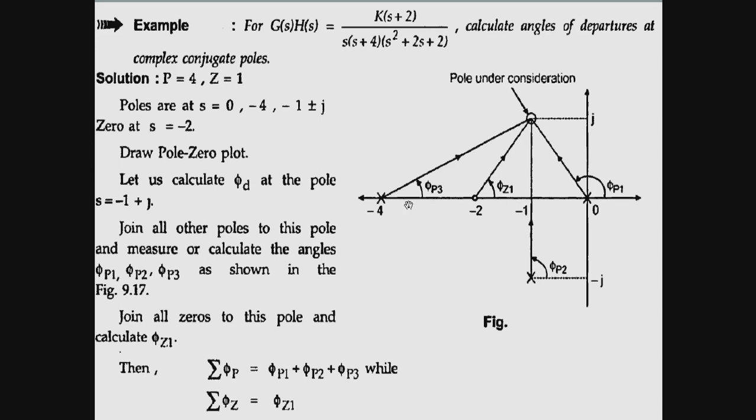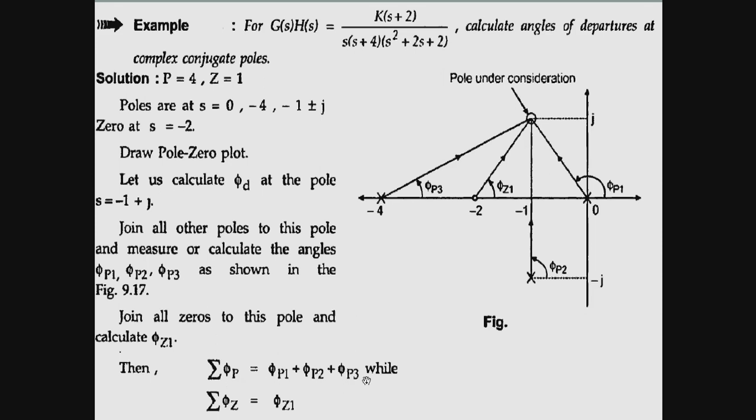So join all other poles and zeros to this point and measure the angles. We are trying to calculate all these angles. One angle is framed here, and there is one more from the zero, which we can call phi z1, and phi p2, phi p3. We have to calculate how these angles are made using trigonometric functions. Very simple, they are Pythagoras values. If you apply them, you will definitely get the angles. This can be dealt with very easily.